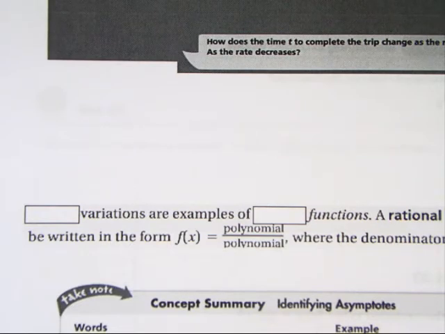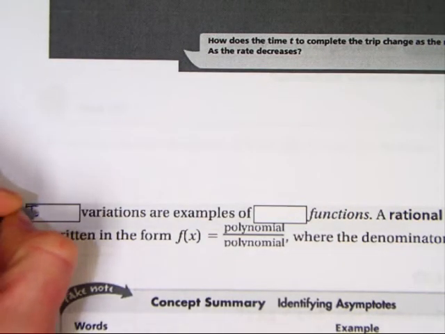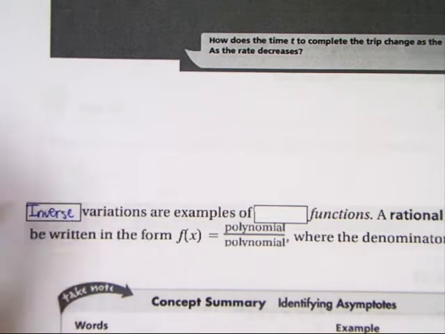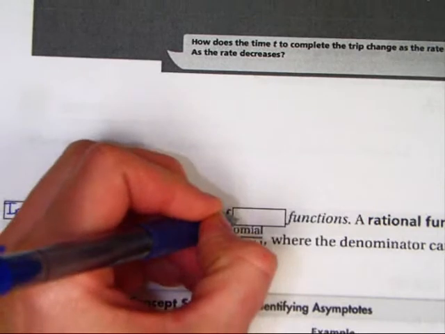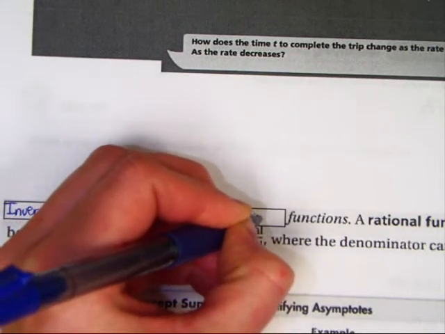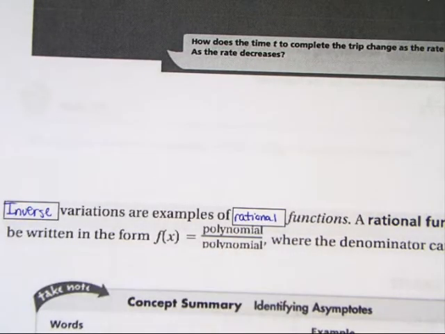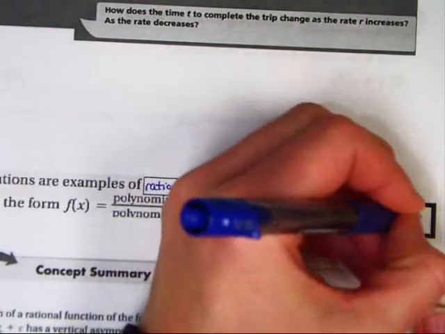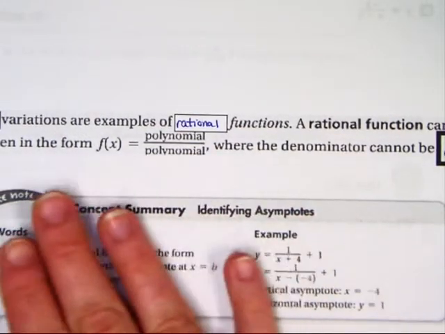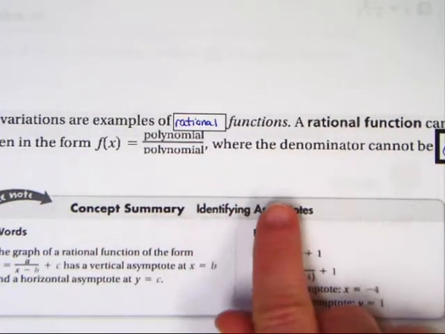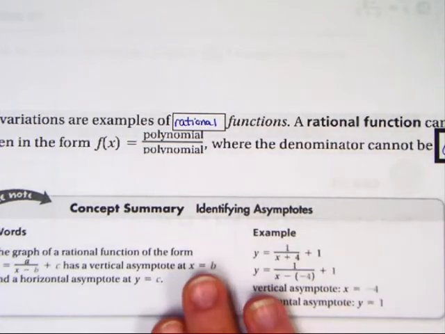One of the key understandings for today is that inverse variations, and that's what we studied yesterday, are examples of rational functions. A rational function can be written in the form where you have one polynomial over another polynomial, where the denominator is never allowed to be 0. So if you take a look down here, this is going to talk about how to identify asymptotes. Like, what is x not allowed to be?